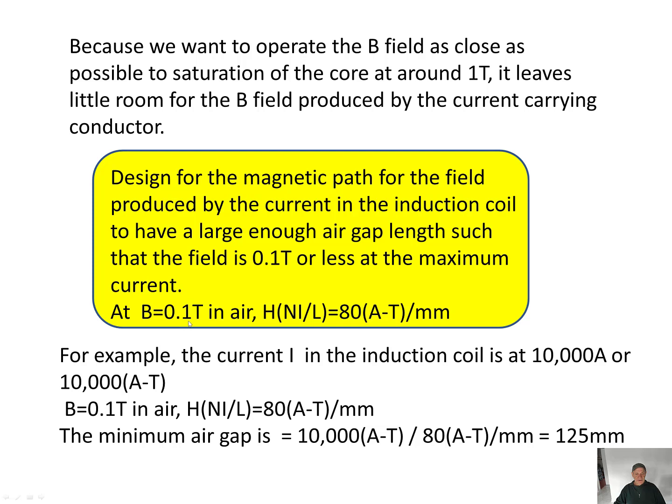At B equals 0.1 Tesla in the air, H is 80 ampere turns per millimeter. For example, the current I in the induction coil is at 10,000 amperes or 10,000 ampere turns. For B equals 0.1 Tesla in air, H would have to be 80 ampere turns per millimeter. So the minimum air gap for 10,000 amperes is 10,000 amperes divided by 80 ampere turns per millimeter, which gives a minimum air gap of 125 millimeters.